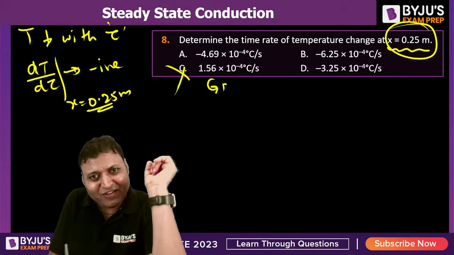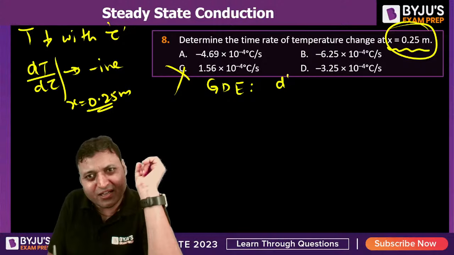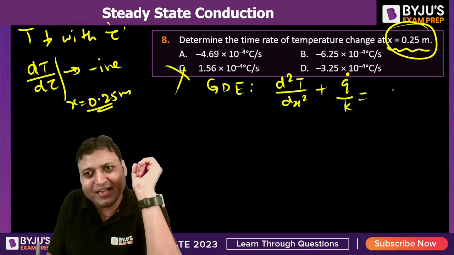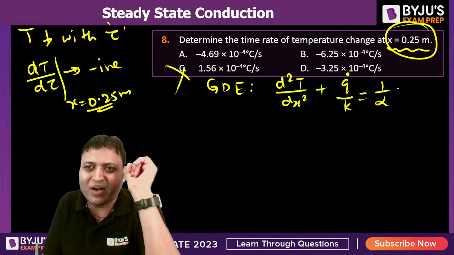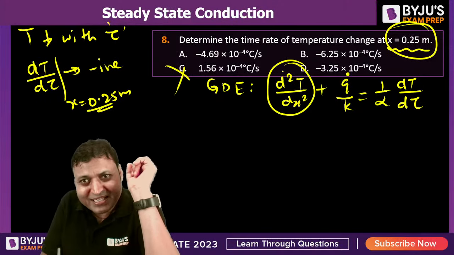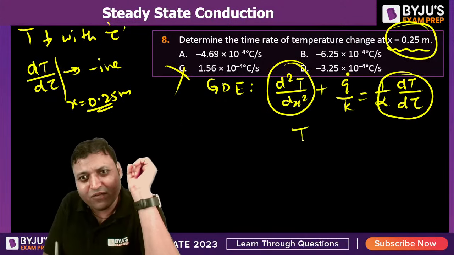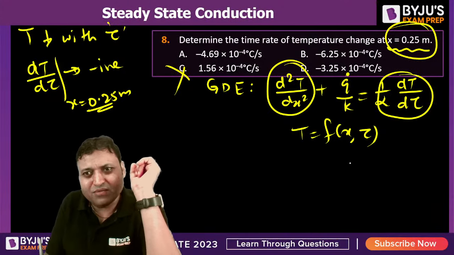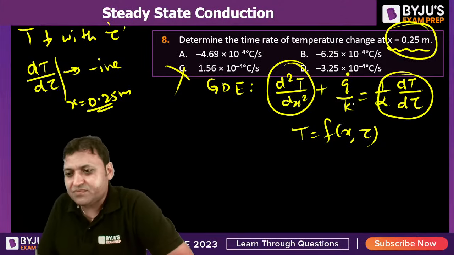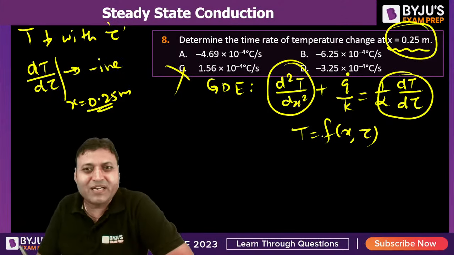You can start with the governing differential equation that says d²T/dx² + q̇/k = (1/α) dT/dτ. That is how temperature is a function of x and τ. At a particular x, we can find out dT/dτ. At a particular location, we can find out dT/dτ.